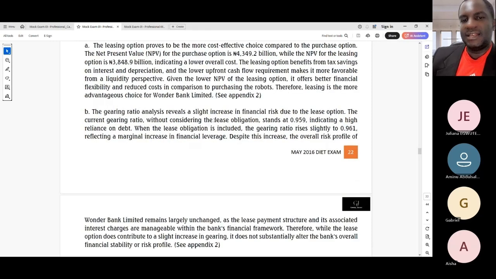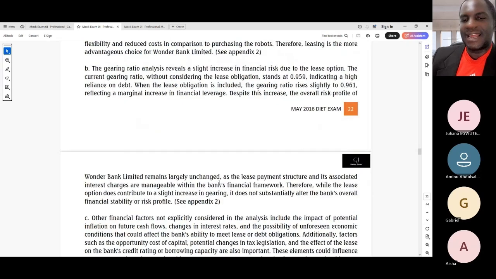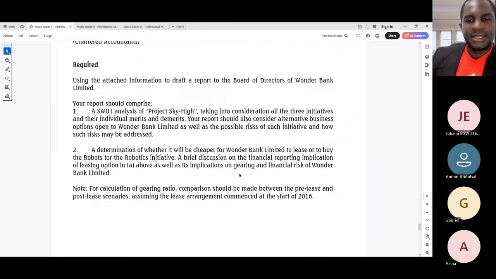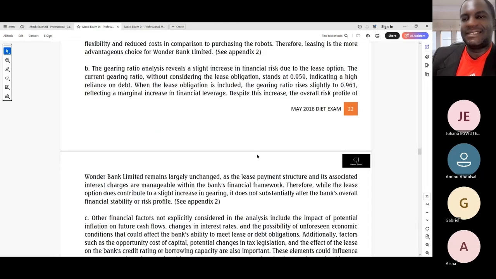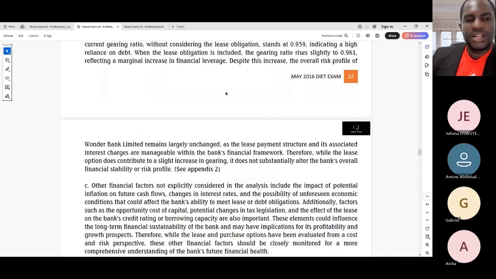B, the gearing ratio slightly increased financial risk due to the lease option. Current gearing without considering the lease obligation is about 95%, while with the lease obligation, the gearing rises to 96%. So we are saying despite this increase, the overall risk profile of Wonderbank remains largely unchanged. And don't forget that here they are talking of the impact on the financial risk of the company. We need to remember that in the requirement. So address the examiner's requirement as he states it. So we concluded number 2.